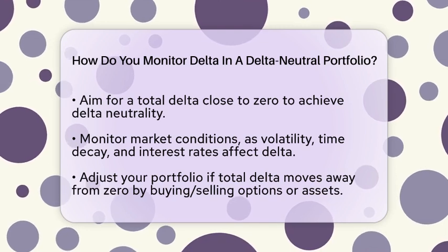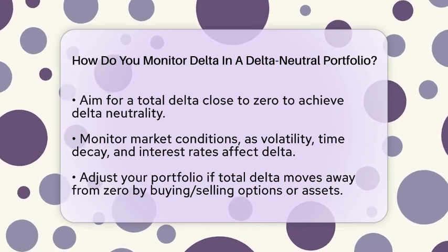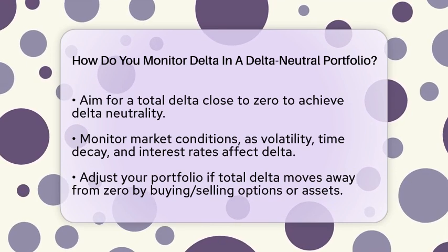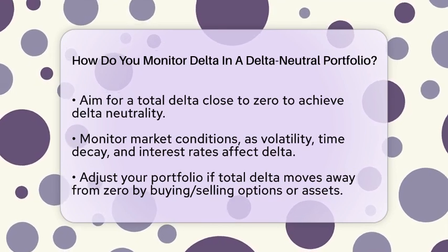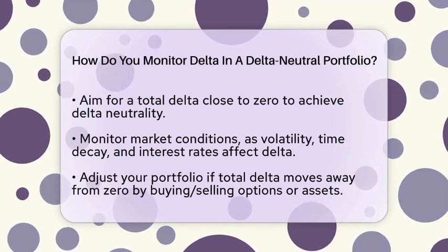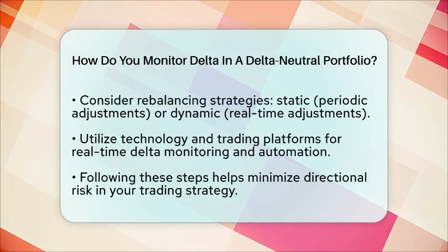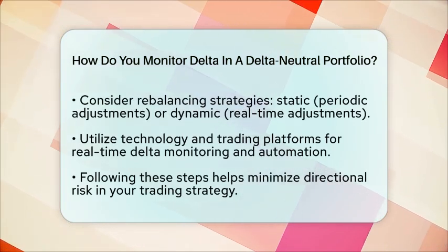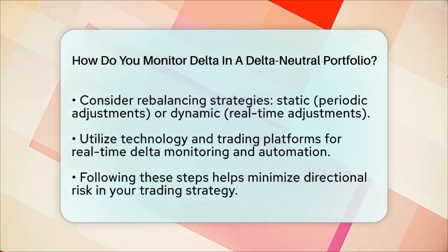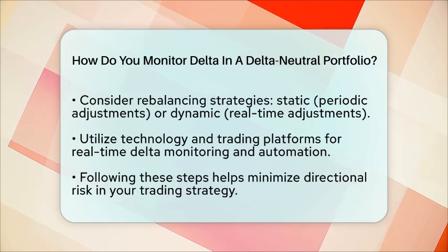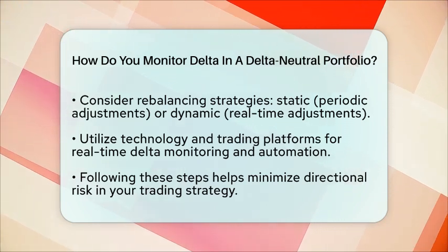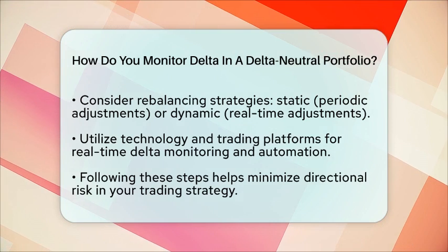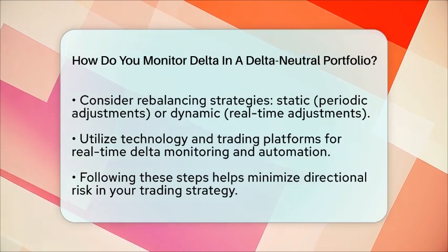Another effective approach is to use rebalancing strategies. You can choose between static or dynamic rebalancing. Static hedging involves making periodic adjustments based on fixed ratios, while dynamic hedging requires continuous adjustments based on real-time market movements. Lastly, technology can be your best friend in monitoring delta.